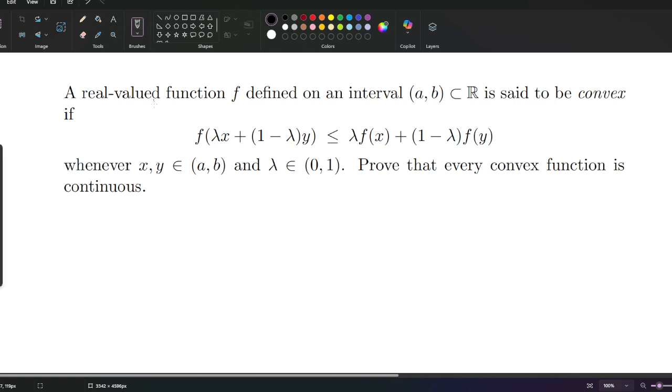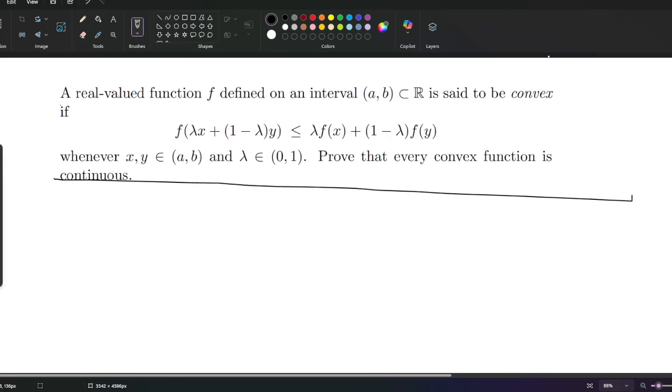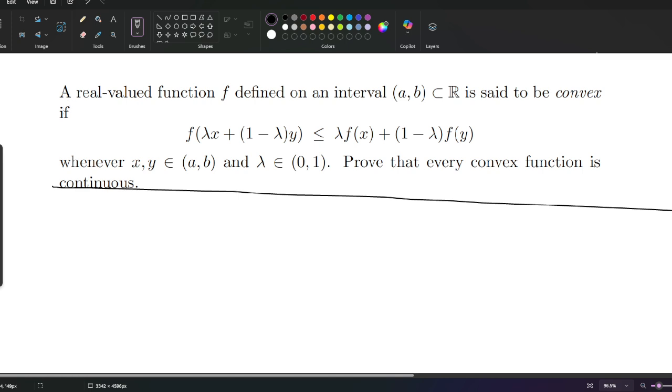Hello there. I think this is the most interesting problem that I have had in a while. So we have a real value function f defined on an interval that's part of the real numbers, and it's said to be convex under this condition for every x and y that belong to the interval, and for every lambda between 0 and 1. I have to prove that every convex function is continuous.